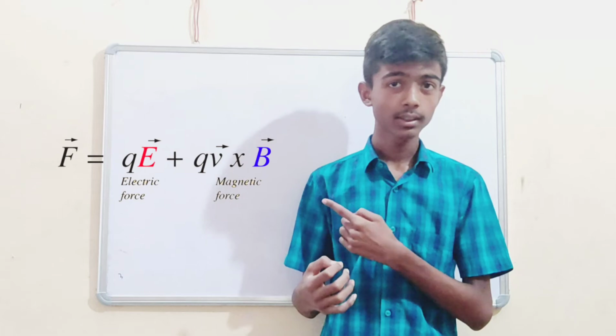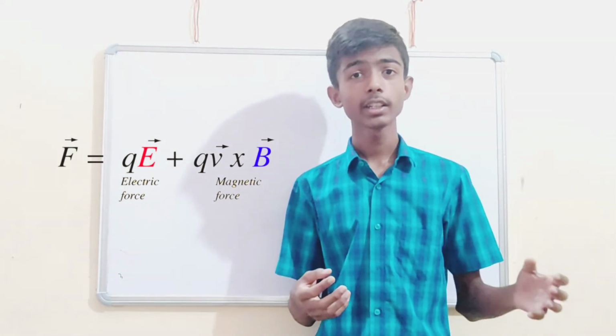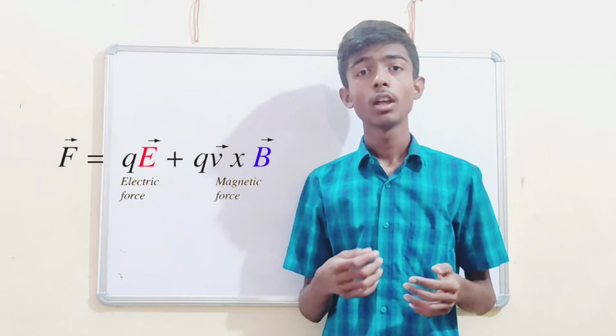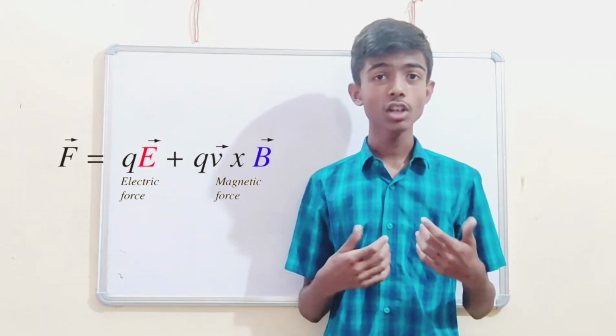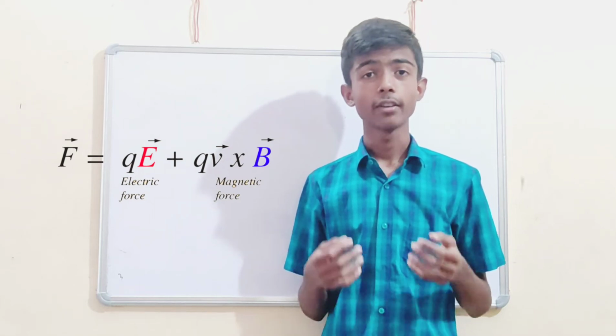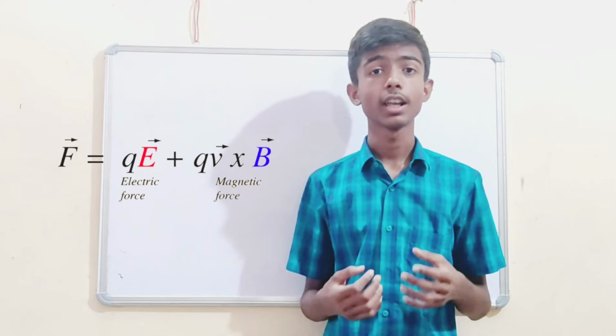The Lorentz force equation basically looks something like this, and it describes the force that acts on a charged particle, which is equal to QE plus QVB, where Q is the charge of the particle, V is the velocity, B is the magnetic field, and E is the electric field.